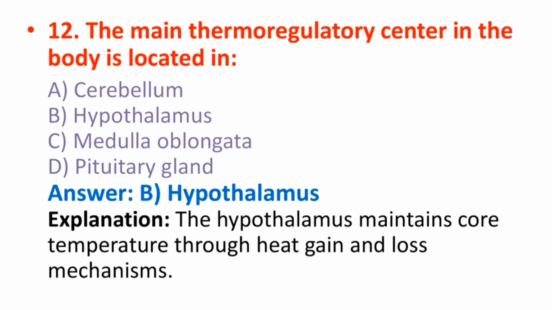The main thermoregulatory center in the body is located in: option A, cerebellum; option B, hypothalamus; option C, medulla oblongata; option D, pituitary gland. The correct answer is option B, hypothalamus. The hypothalamus maintains core temperature through heat gain and loss mechanisms. The main thermoregulatory center in the body is the hypothalamus.